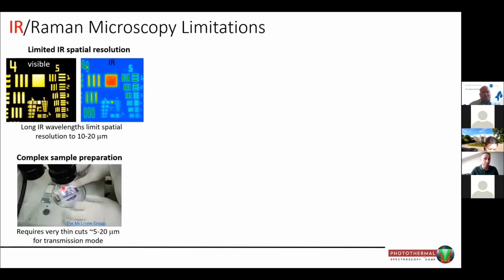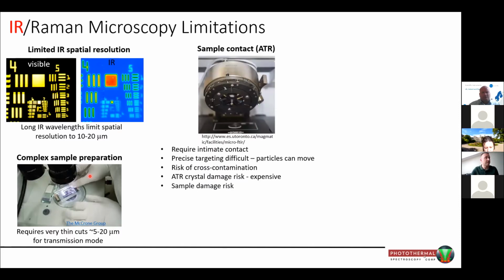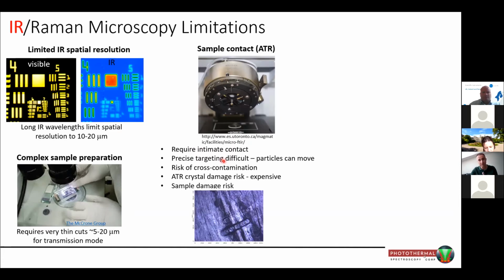Often complex sample prep. Most things work best in transmission mode, but to cut things, it's difficult to impossible. That can be mitigated to some extent with ATR, but of course that requires intimate contact. It requires precise targeting. Things can move. You can damage the crystal. You can damage the sample. And here's an example of an ATR tip creating many indentations along the sample. So if you can avoid touching things, it's always best.